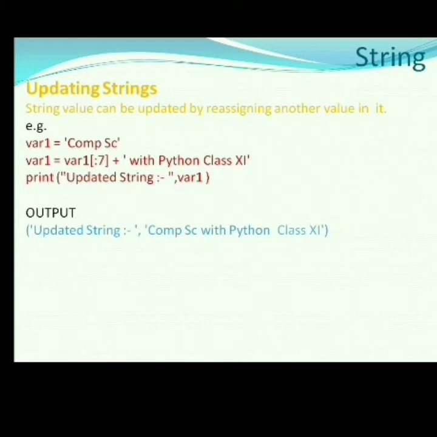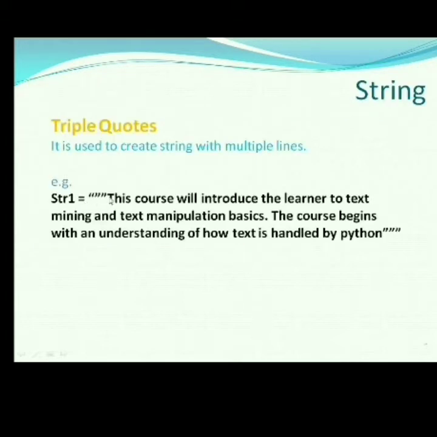A string value can be updated by reassigning another value to it. In this case, variable 1 contains COMP space SC. We are adding with Python class 11th, then the updated string will be Comp Science with Python class 11th. Plus is the concatenation operator which will add the two strings. Triple quote is used to create a string with multiple lines, as you can see in the following example.